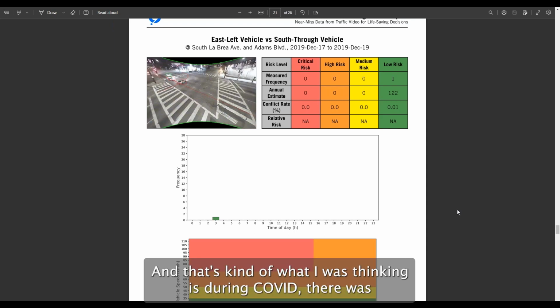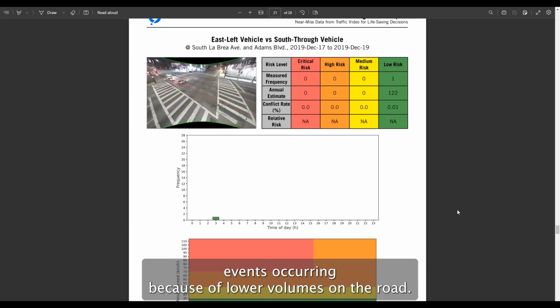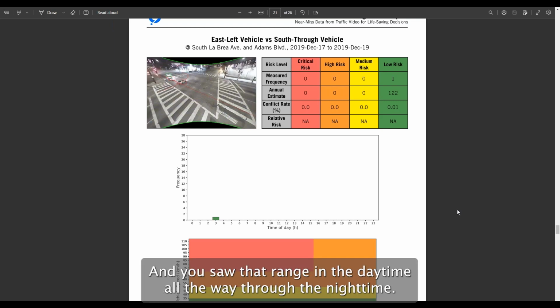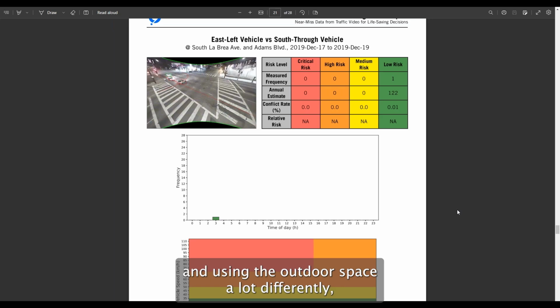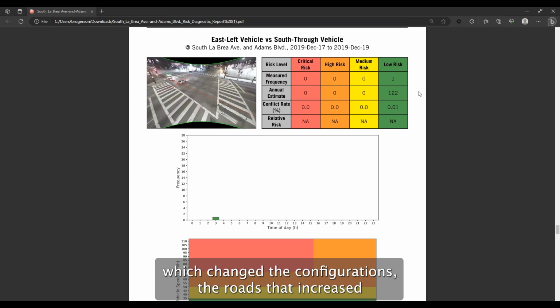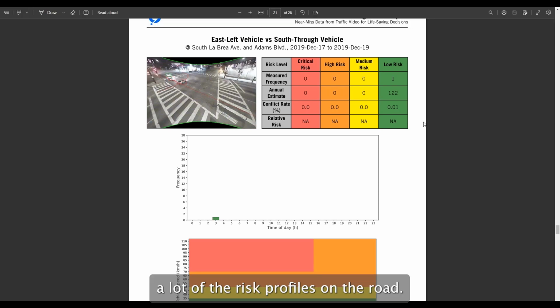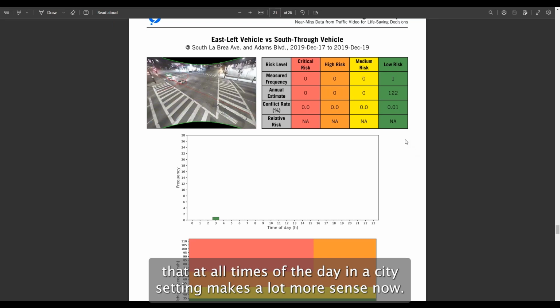Exactly, and that's what I was thinking. During COVID, there was a lot of data coming out on higher speed events occurring because of lower volumes on the road, and you saw that range in the daytime all the way through the nighttime. But then you also saw the restaurants start moving out into the streets and using the outdoor space a lot differently, which changed the configurations of the roads and increased a lot of the risk profiles on the road. I wonder if that's going back now, but generally being able to measure that at all times of the day in a city setting makes a lot more sense now.